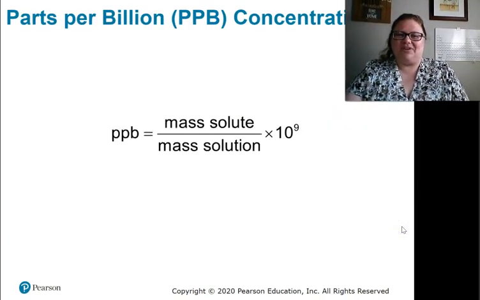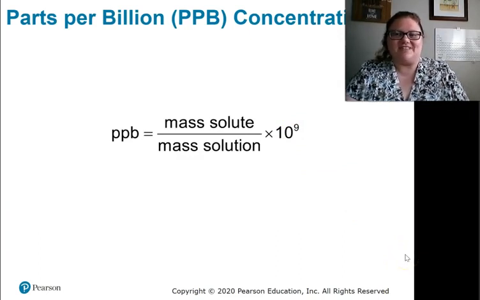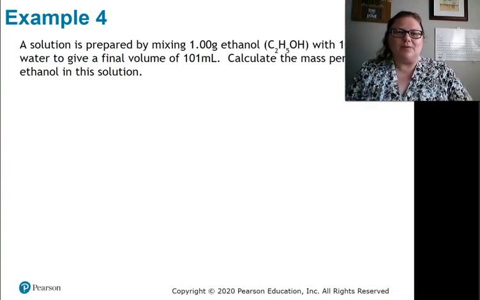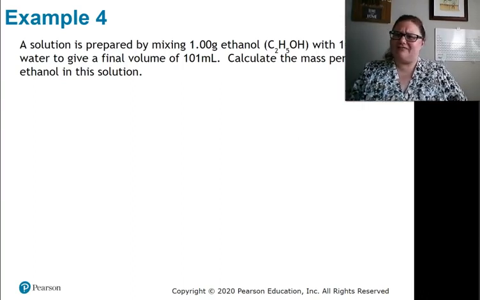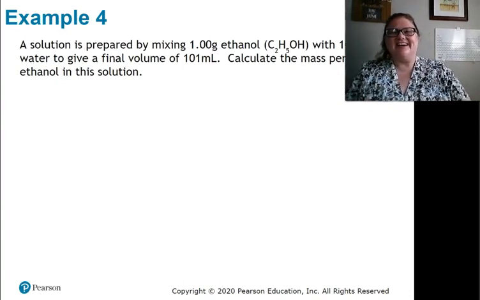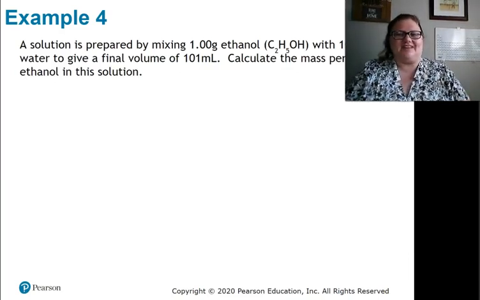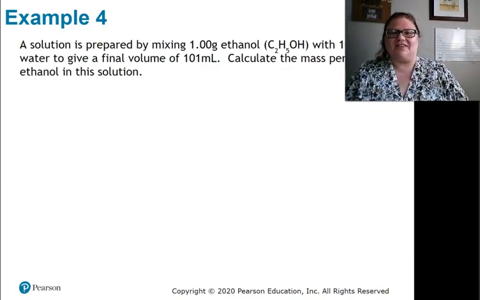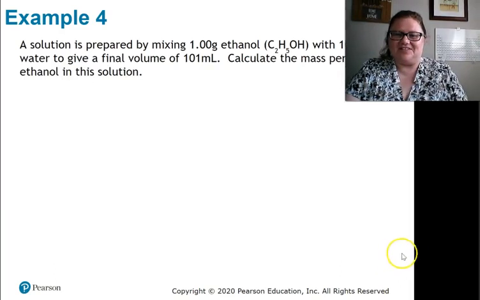Here's our parts per billion. Again, we see the multiplication factor there, 10 to the 9, where million was 10 to the 6th. All right, example 4, here we go. A solution is prepared. Wait a minute, I've read this before, right? Yep, it's that same exact question. We're just going through and calculating everything for this situation. So let's go ahead. 1.00 grams of ethanol, 100 grams of water, final volume's 101 mL. Calculate the mass percent.